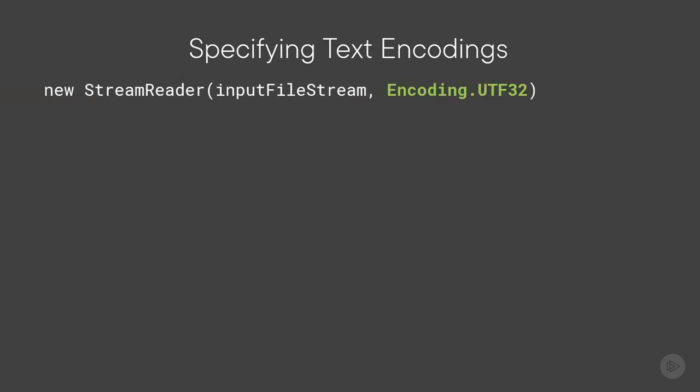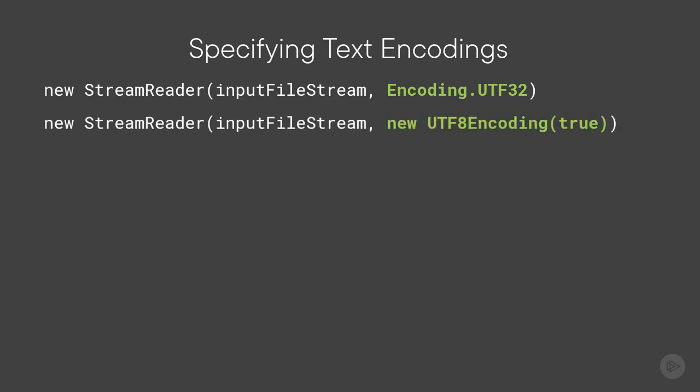In the previous module, we learned how we can specify text encodings when we're reading files into memory and writing files to disk. We can also specify text encodings when we're working with streams. So for example, there's an overload of the stream reader constructor that allows us to specify an encoding, and as we saw in the previous module, we can use one of the convenience properties of the encoding class, or we can go and create an instance of an encoding class ourselves.